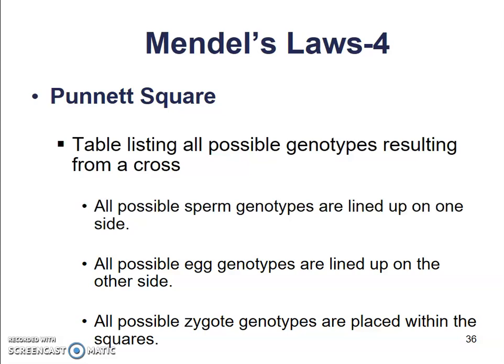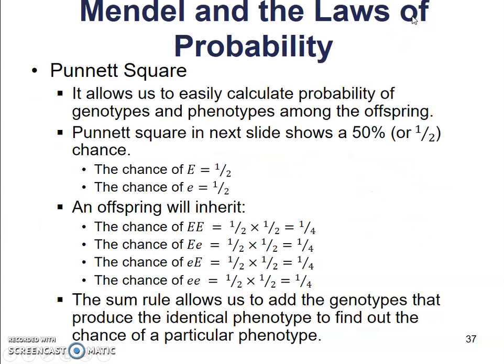So Mendel's laws: Punnett squares can be used to visualize these traits much more easily. A Punnett square is a table listing all possible genotypes resulting from a cross. All the possible sperm genotypes are lined up on one side, and all the possible egg genotypes are lined up on the other side, and all of the possible zygote genotypes are placed within the squares. Punnett squares allow us to easily calculate the probability of certain genotypes and phenotypes.